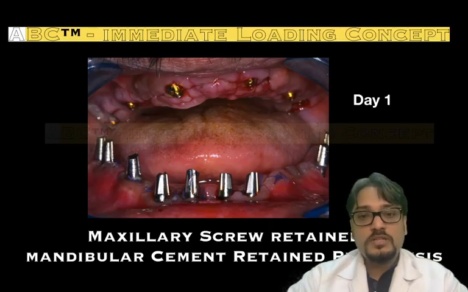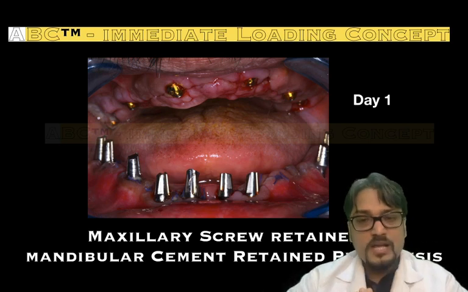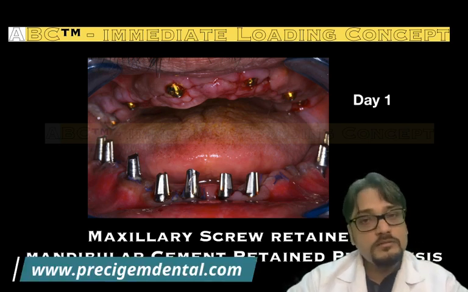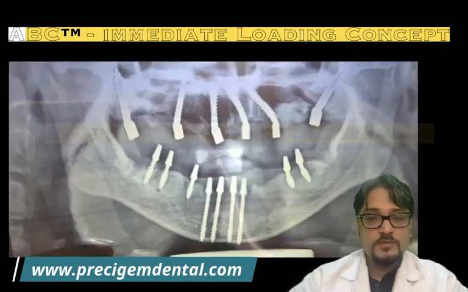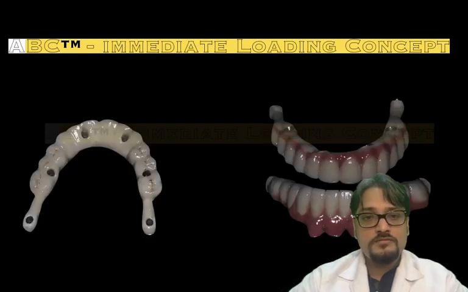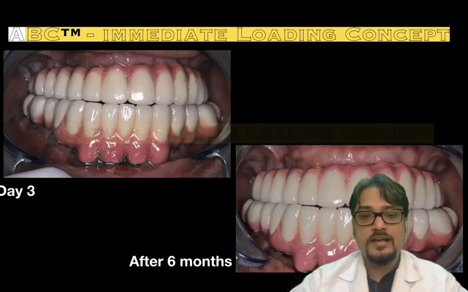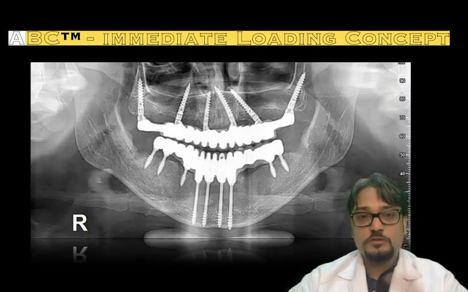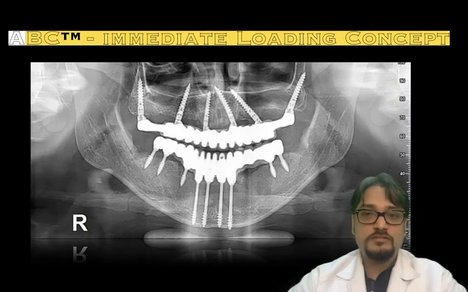Because the bone was thin, the patient received bicortical single piece implants, also called basal implants, in the lower jaw, and in the upper jaw the patient received retrievable screw-retained implants. So that's the OPG of the patient after the treatment. That's the teeth which is given to the patient, and that's the final, day 3 and after 6 months. This is the patient who is happy now. So that is the OPG of the patient after receiving the teeth.